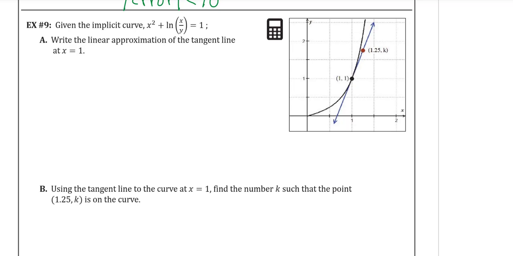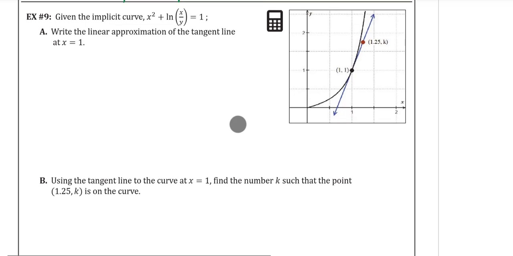Given the implicit curve x squared plus ln of x over y equals 1, write the linear approximation of the tangent line. Now, it says it's implicitly defined. We didn't really need that. But one thing we want to do is we have to find the derivative.